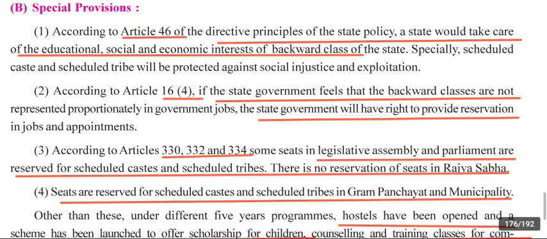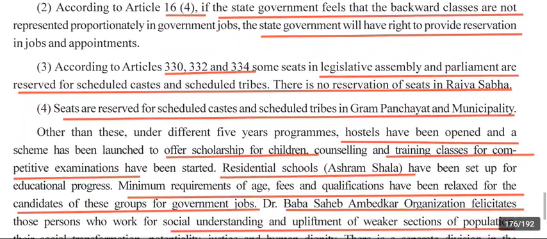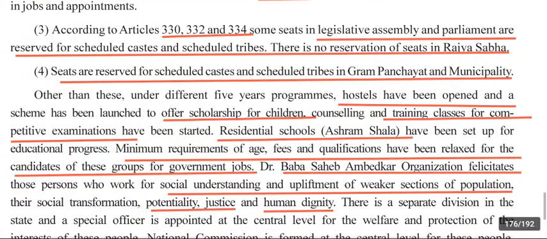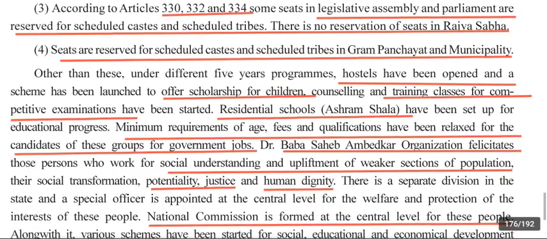If the state government feels that the backward classes are not represented properly, then it has the right to provide reservation for jobs and appointments. According to Articles 330, 332, and 334, some seats in the Legislative Assembly and Parliament are reserved for scheduled castes and scheduled tribes. But in the Rajya Sabha, there is no such reservation. Only in the Legislative Assembly and Parliament are such seats reserved for SC and ST. Seats are also reserved for scheduled castes and scheduled tribes in Gram Panchayats and municipalities.